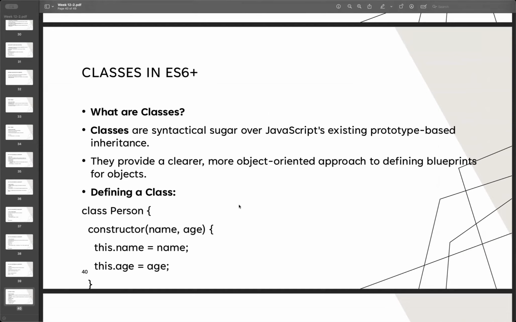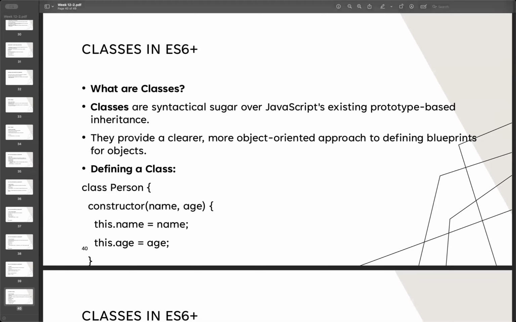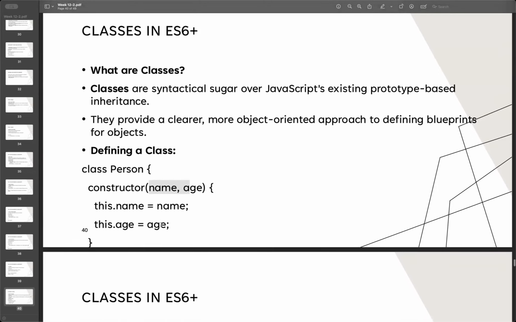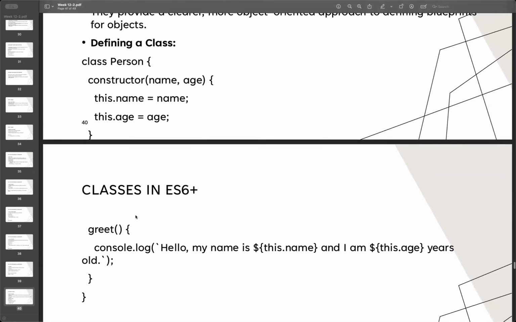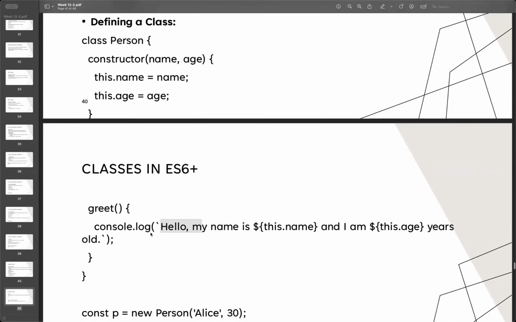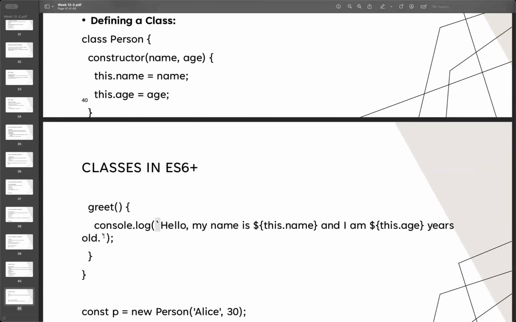Classes are syntactically like sugar over the existing JS prototype-based inheritance. So it gives us a clearer and more object-oriented approach, like blueprints for objects. When we define the class, we give a class name and a constructor, so you can pass the parameters and use them. When you use this and create a variable, it will store it, and you can log it.